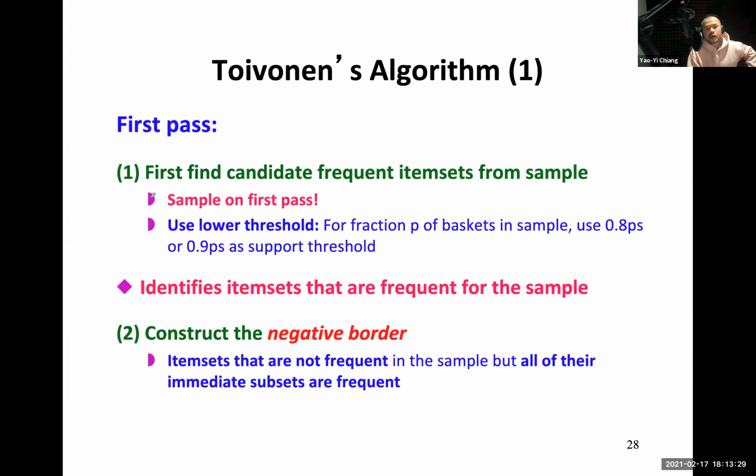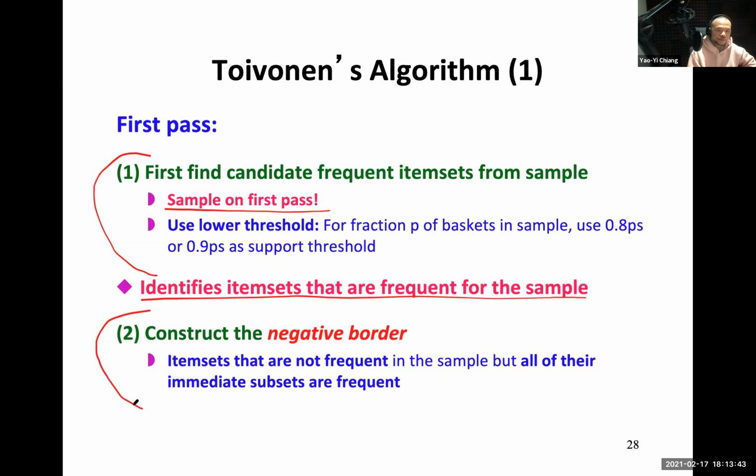So in the first pass, the algorithm will find the candidate frequent item sets from the sample, exactly like what we did in the sampling process. Identify the item sets that are frequent for the sample, and you construct the negative border. Okay, so these are the item sets that are not frequent in the sample, but all of their immediate subsets are frequent. Great. Now you have the negative border. That's the first pass. So what do you do in the second pass?